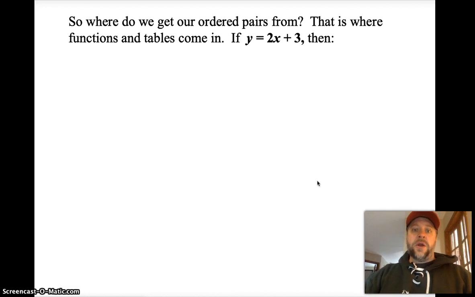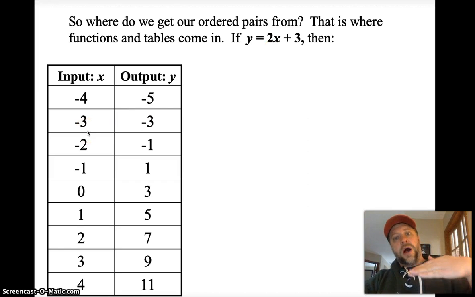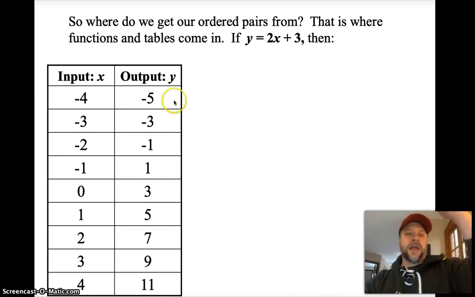So, if we are given the function y equals 2x plus 3, then we can make a table for that. So let's do that. If I do a table for that, then I know that 2 times negative 4 plus 3 is going to give me negative 5. And I know that 2 times negative 3, well, that's negative 6. Plus 3 means I go up 3 from that. So negative 6, negative 5, negative 4, negative 3.